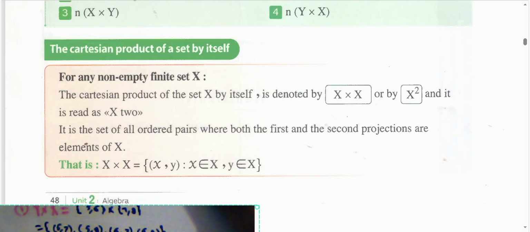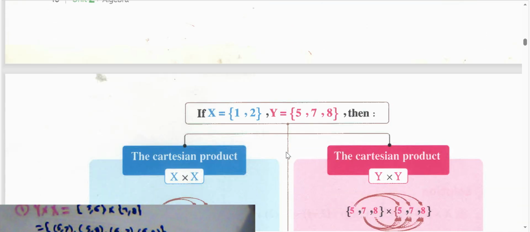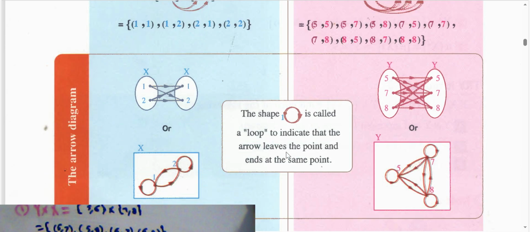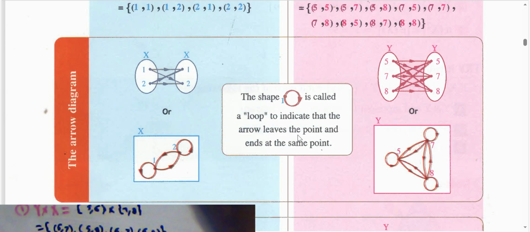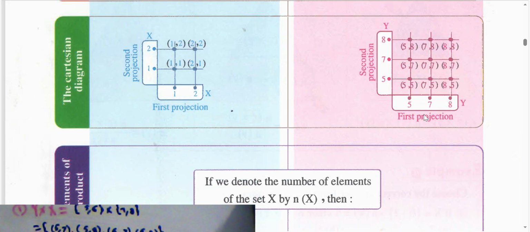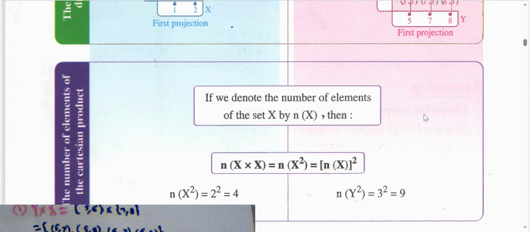Next question, Cartesian product of a set by itself, like x by x. We can draw the arrow diagram as a rectangle and put the elements of x in it, x by itself. You can draw the arrow diagram like this, with 2 sets, or draw circles and join them like this. Okay.